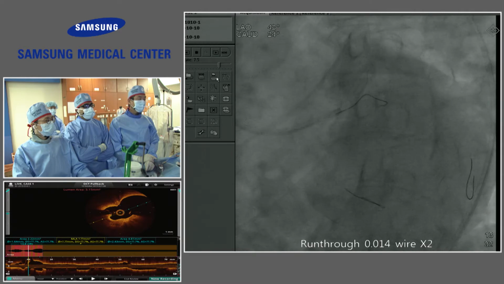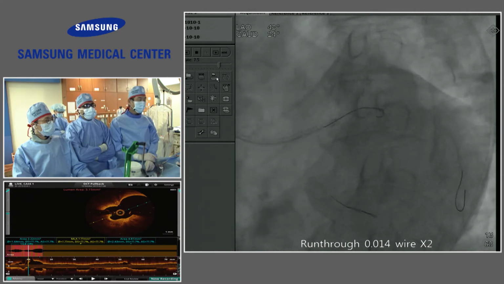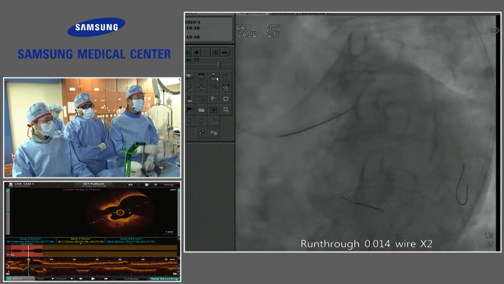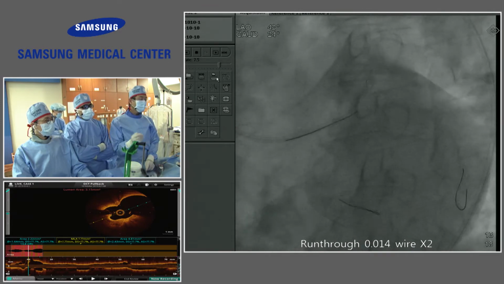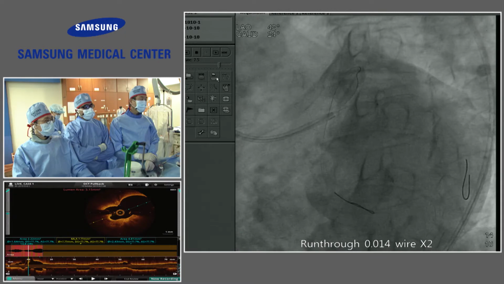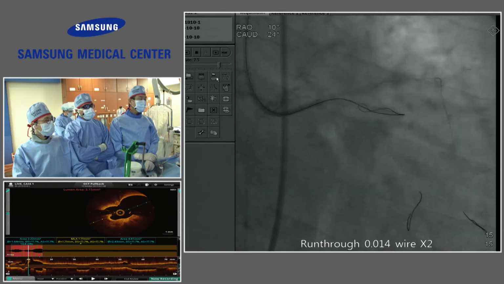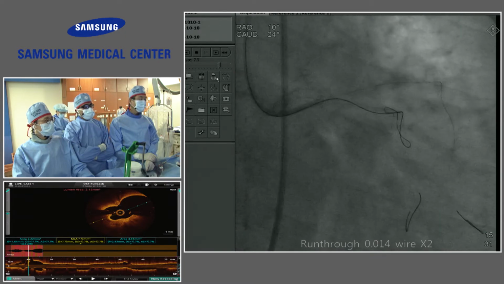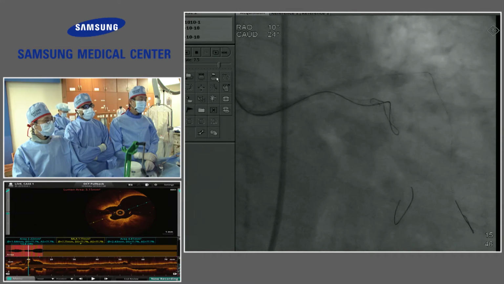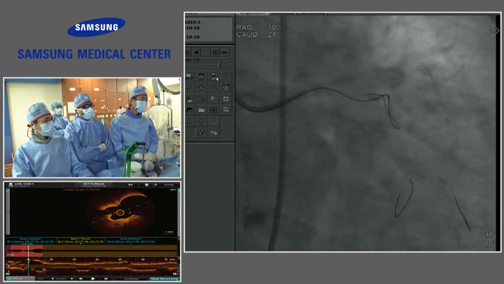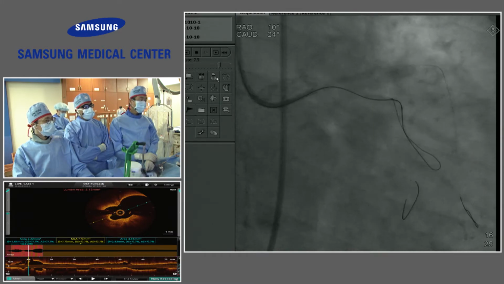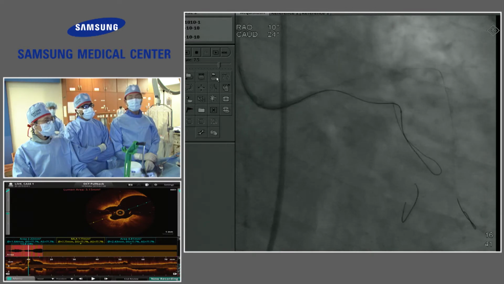Then I changed to a STAR. What is the abbreviation? Subintimal tracking and reentry. Reentry, right. So I used the Fine Cross catheter, and an XTA wire, buckling and push, push, push. Okay. Got through to the true lumen of the obtuse marginal.